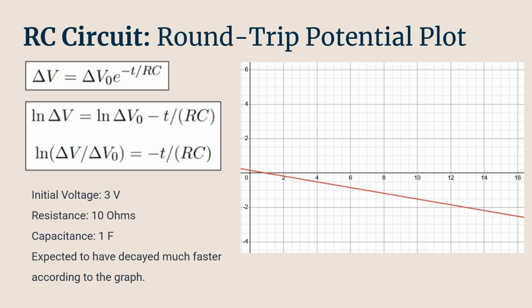The initial voltage is 3 volts, the resistance is 10 ohms, and the capacitance is 1F. Substituting these values into the first equation, we find delta V, and once we have the equation for delta V, we can linearize it and get our graph.